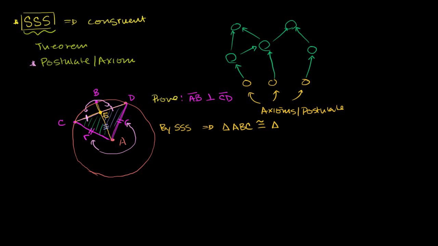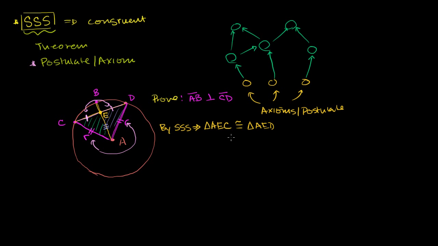Oh, sorry, it's not ABC, it's AEC. Let me write it over here. By side, side, side, we know that triangle AEC is congruent to triangle AED. But how does that help us? We used our little theorem, but how does that actually help us here?